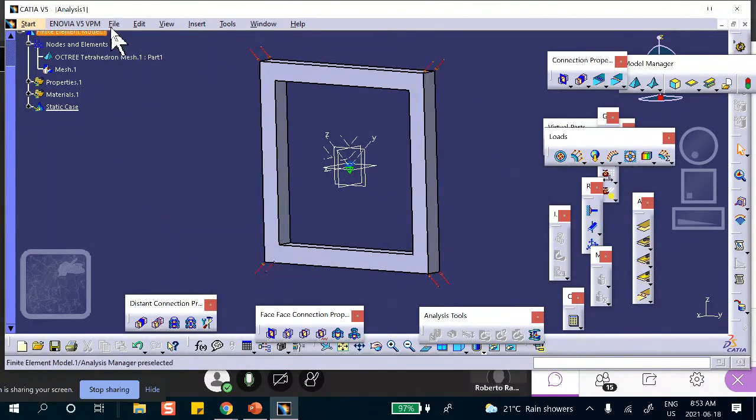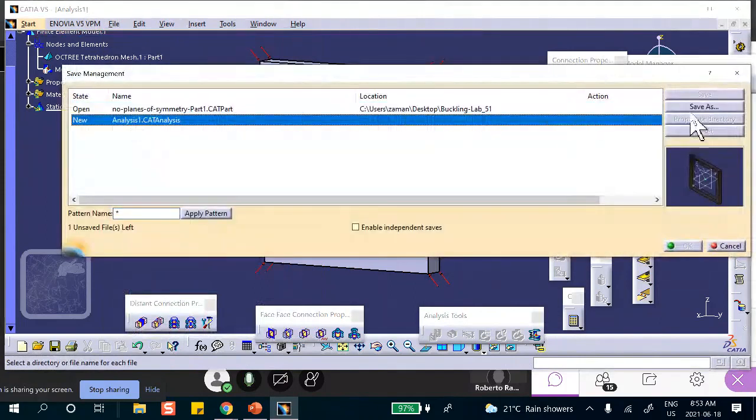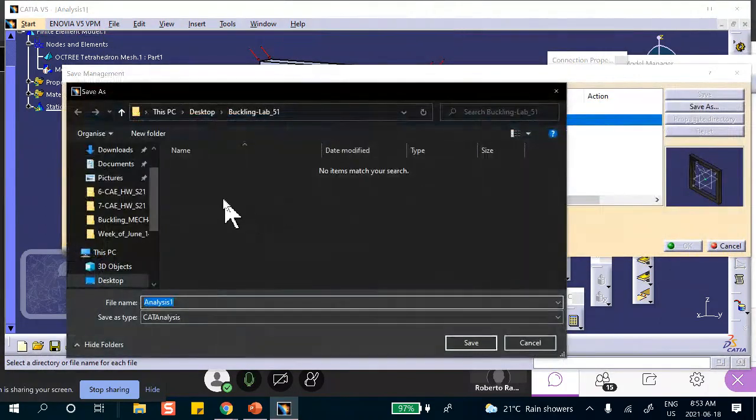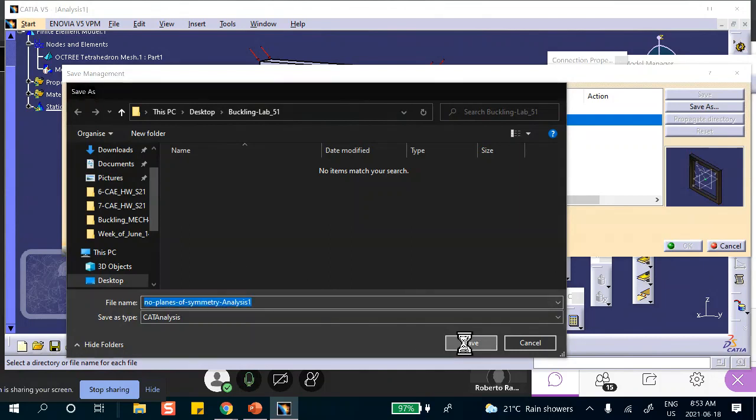Now, by the way, let's go ahead and save our analysis file, save management, analysis, save as. This is the right folder. The only thing I want to do at the beginning of this, I would like to say, no planes of symmetry. Okay. Good.